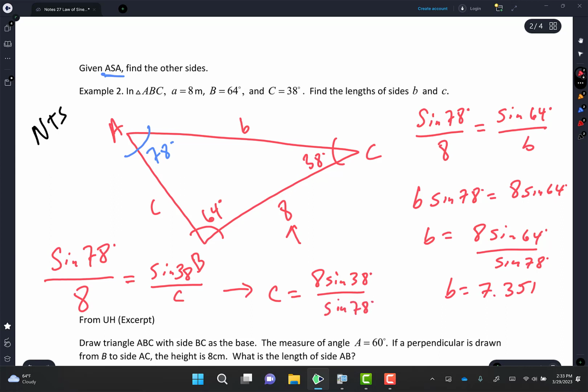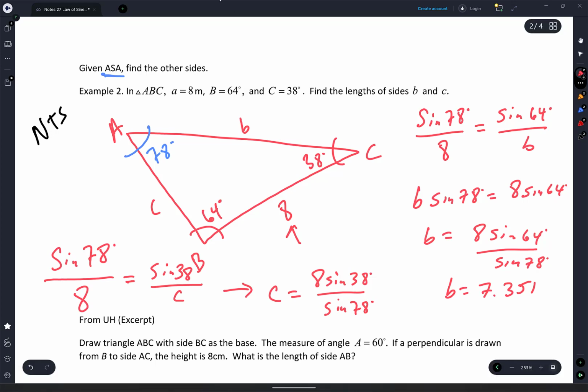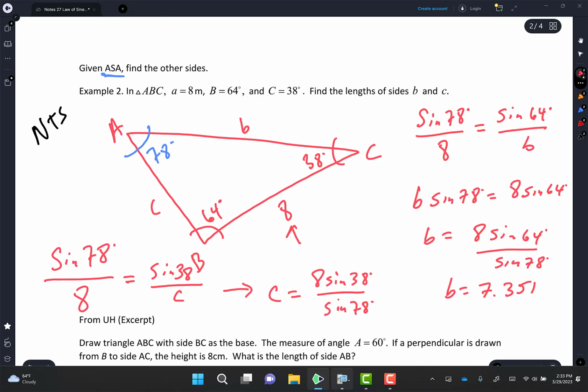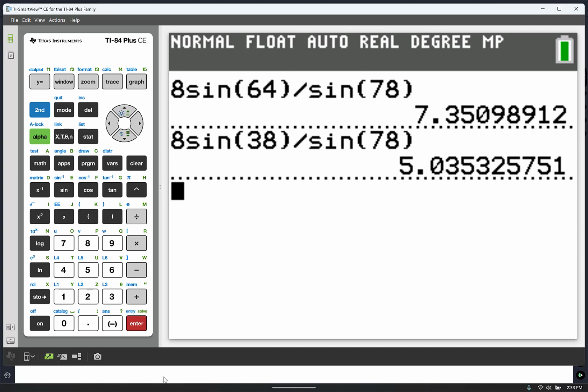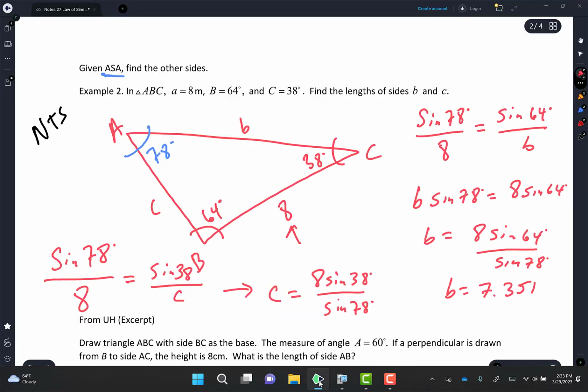Notice that I'm putting degrees wherever it's a degree. If you do not put the little degree symbol, it is a radian. So please put a degree. 8 sine 38 divided by sine 78. So let's type that in. 8 sine 38 divided by sine 78. 5.035. Is that what you got? And I need units. Meters.